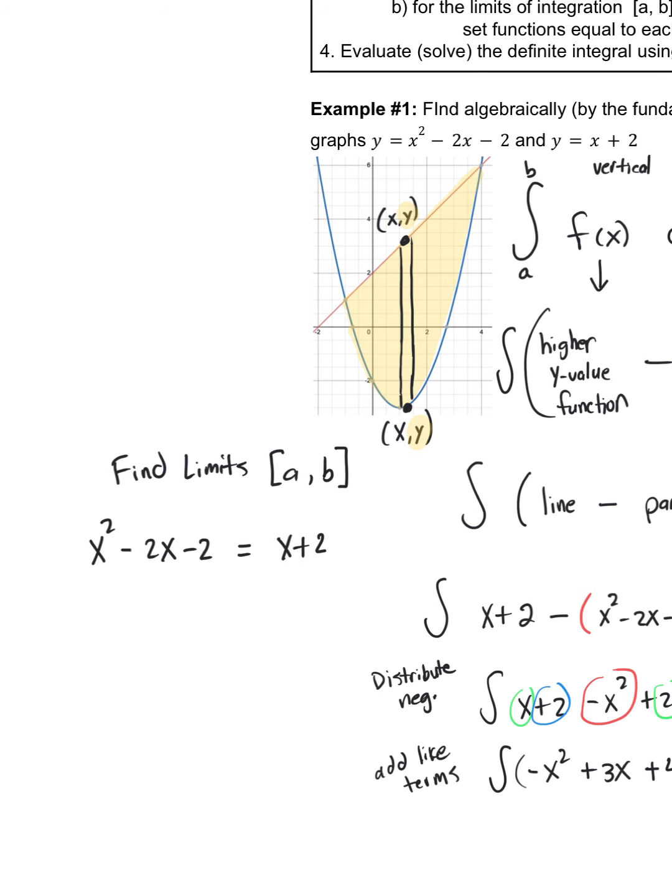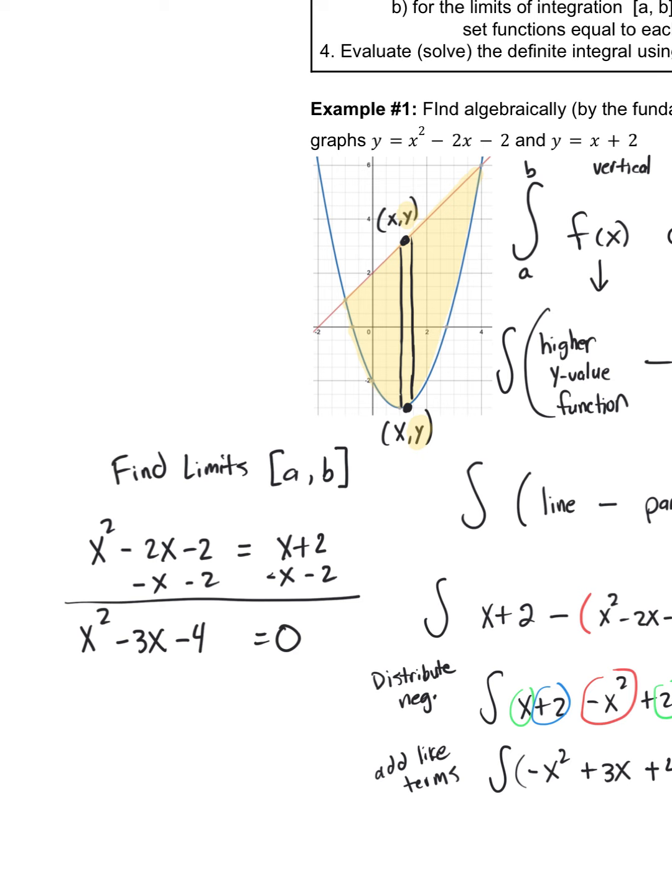Now the easiest way to solve this is to get everything to one side and get it equal to 0. So we're going to subtract off x from both sides, and we're going to subtract off 2 from both sides. So we're left with x squared minus 3x minus 4 is equal to 0.